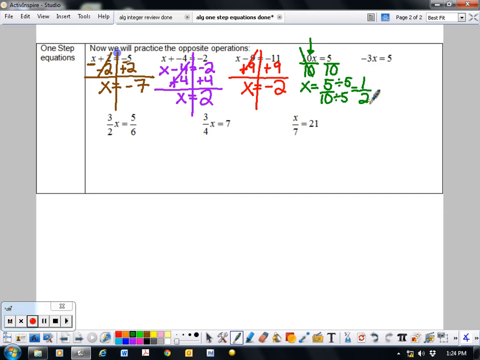Or I could actually pull out my handy dandy calculator or cell phone with a calculator, and I do the top divided by the bottom. So if I typed in my calculator 5 divided by 10, I would get a 0.5, which is the decimal equivalent of 1/2. Both are absolutely correct answers.